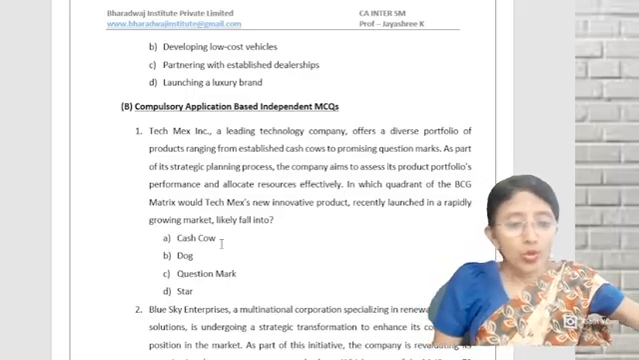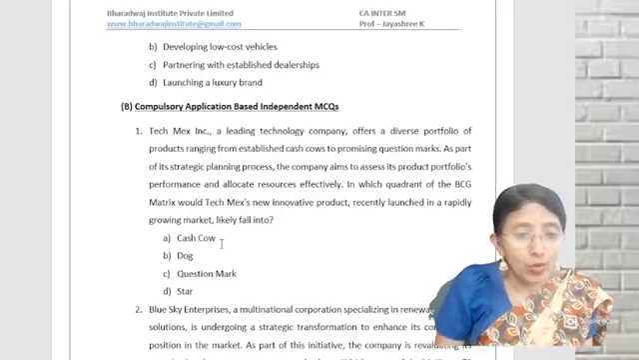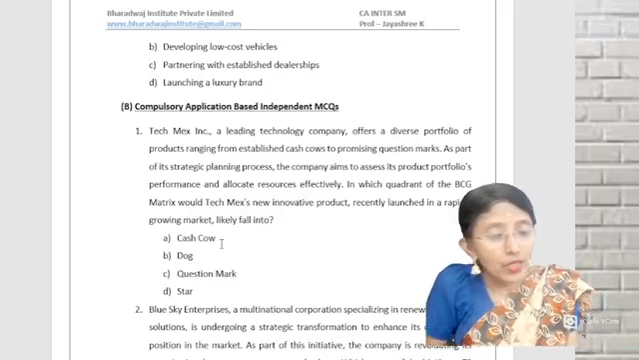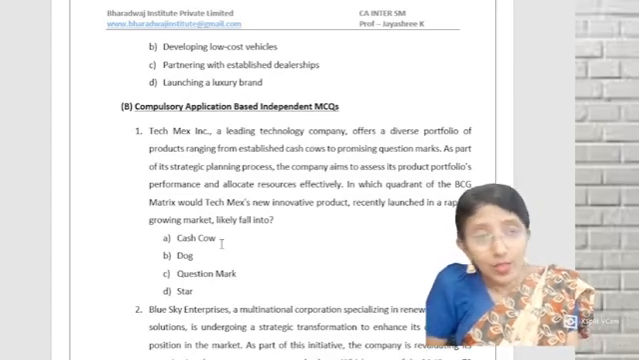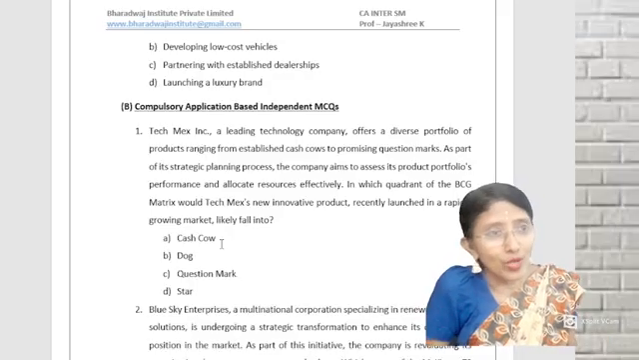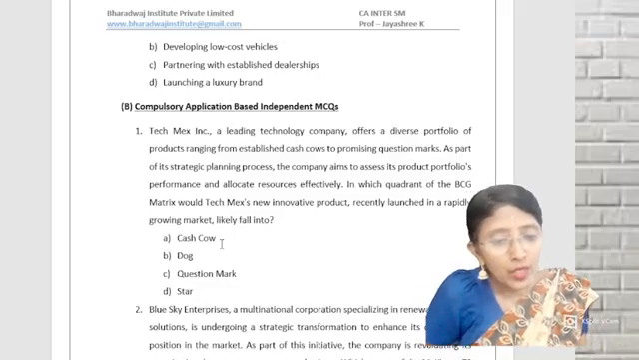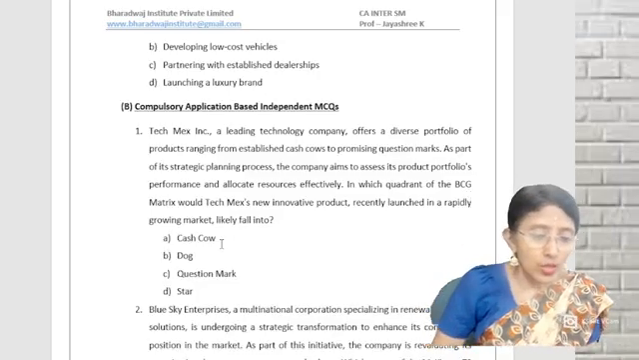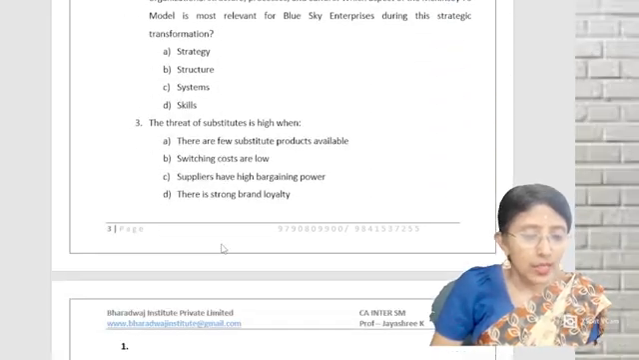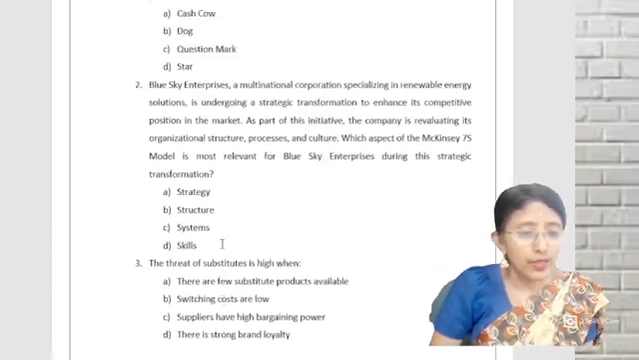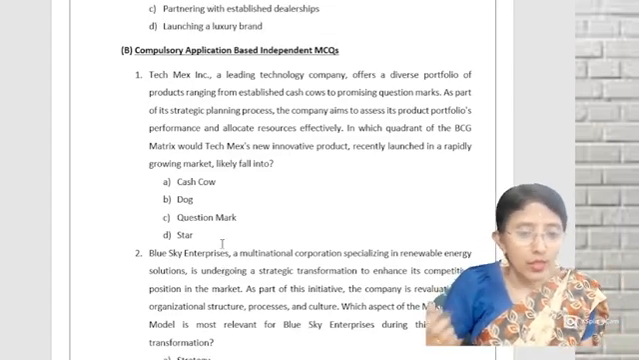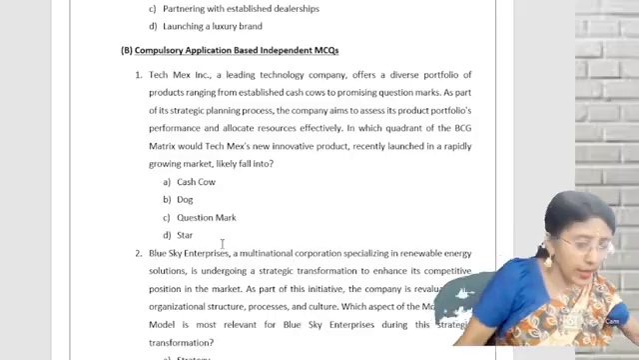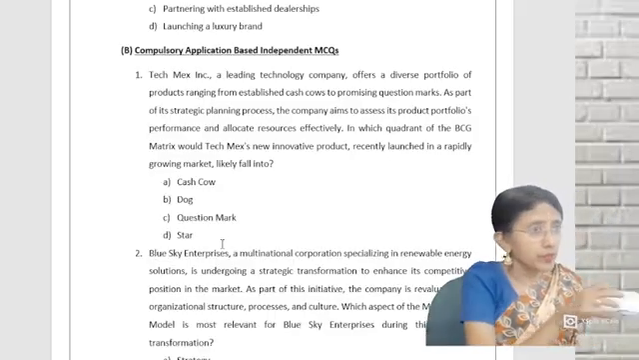Yeah. So go to the question and look at this heading they have given, compulsory application based independent MCQs. Any type of things they can give, so you have to be familiar with what sort of major heading is there. Now read the question. You have a couple of questions and you have to choose the correct answer. One case study, one question. So read the case study and give me the answer.